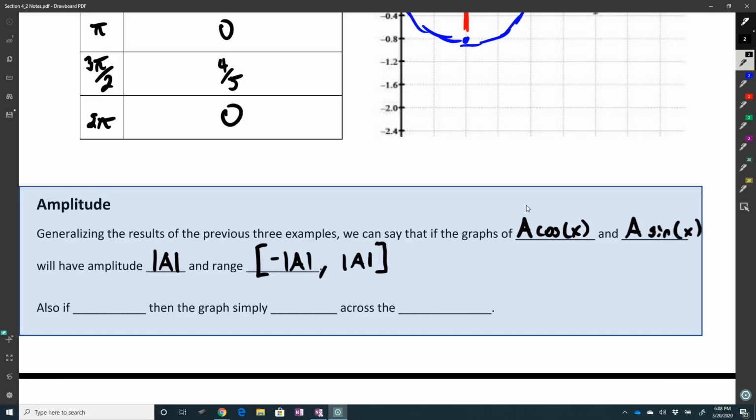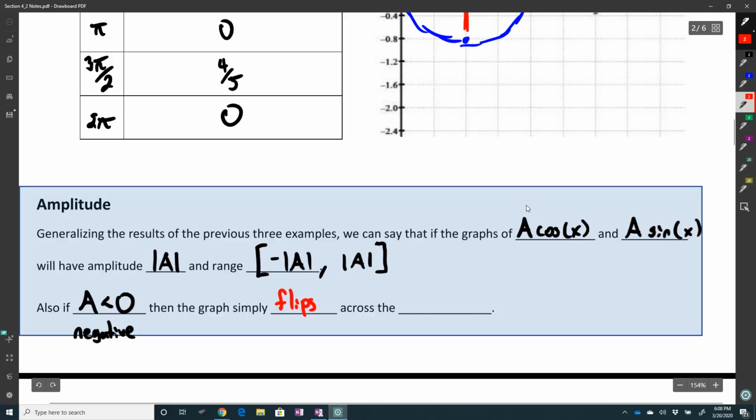Okay, so we do the absolute value so we don't have to write two different ones. It's really annoying to say, if it's positive, do this, and if it's negative, do that. So instead, if you use absolute value, you only have to write it once. But anyway, also, if A is less than 0, meaning if A is negative, then the graph simply flips across the x-axis. And that's it.